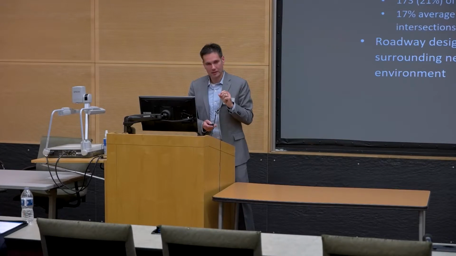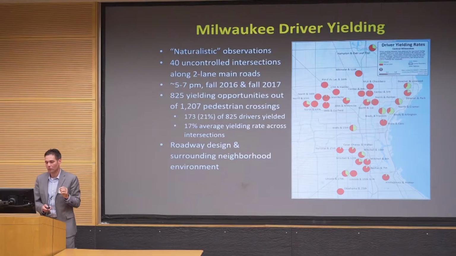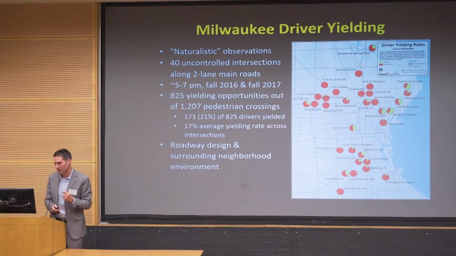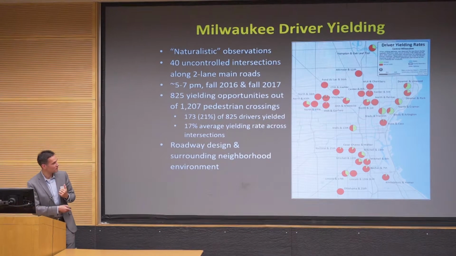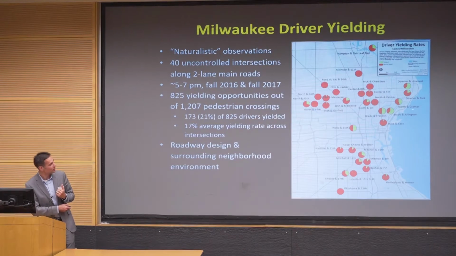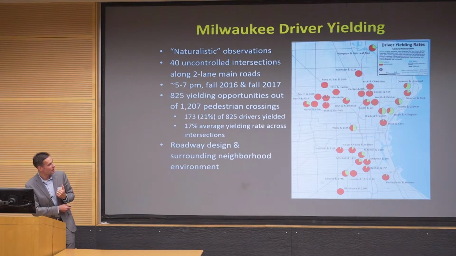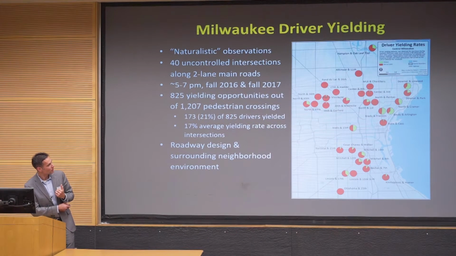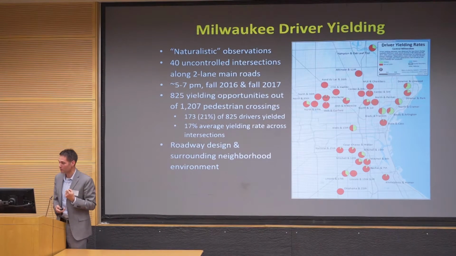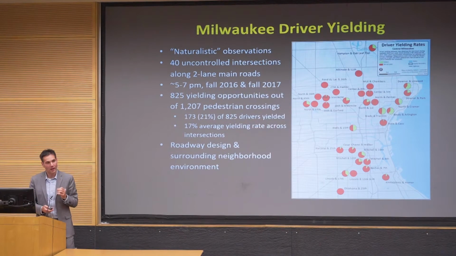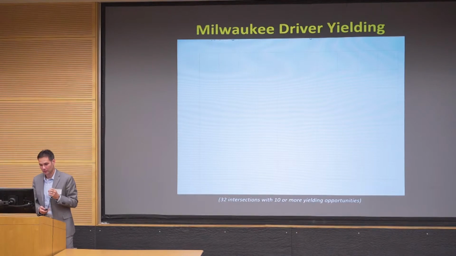Of course, it's not just simply behavior. There's also a lot that has to do with the roadway design and the surrounding neighborhood environment. So we looked at the difference between some locations that had higher yielding rates. The green here shows a higher yielding versus red, where nobody yielded in that case over 2 hours. The locations with higher yielding had certain characteristics.